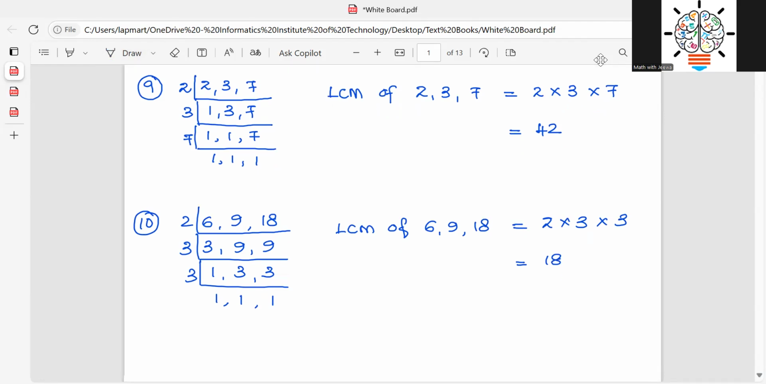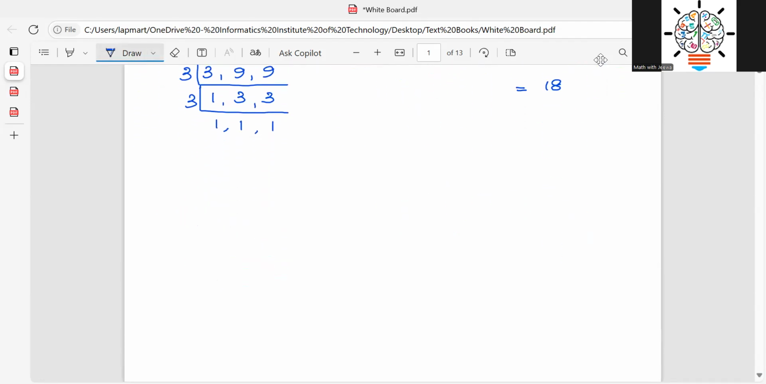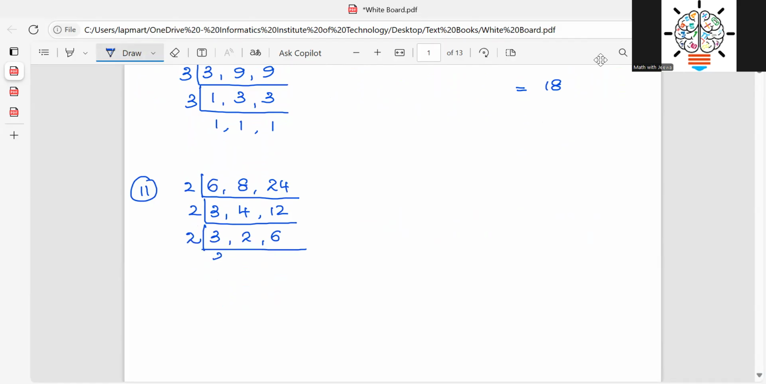Okay. Then I'll move to question number 11. The numbers I have are 6, 8 and 24. What I do is I start dividing by 2. So then here 3, 4 and 12. Again I can divide this by 2: 3, 2 and 6. Again I divide this by 2: 3, 1, 3. Then I can divide this by 3: 1, 1 and 1.